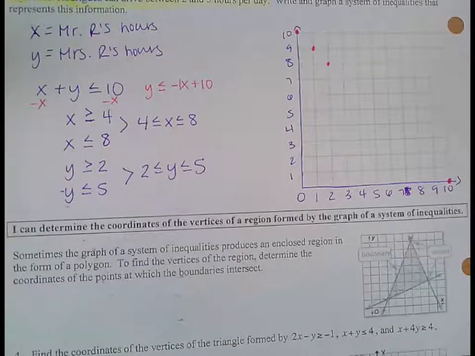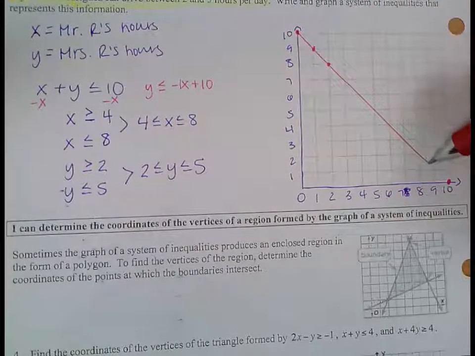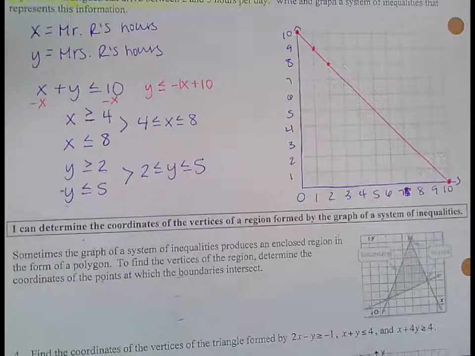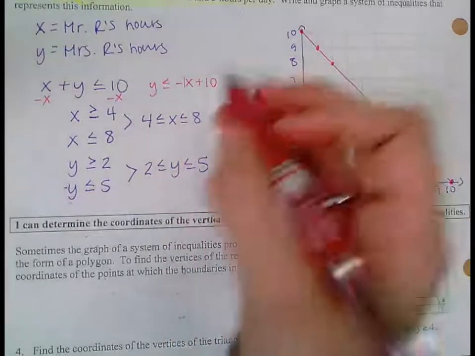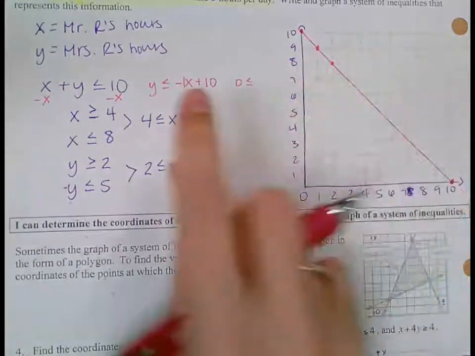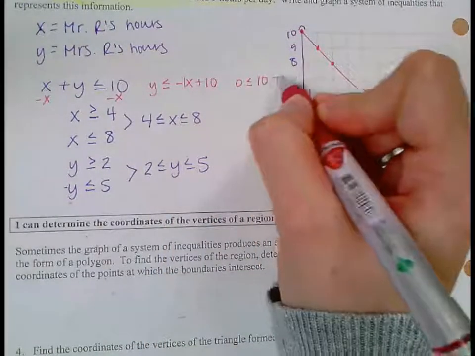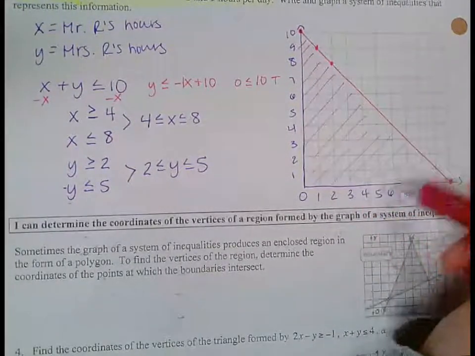Solid or dashed line? Solid. You could just draw it as a segment, not extended in either direction. A negative number of hours for either person wouldn't really make sense, so you don't need to draw arrows at the end. If you did include them, it's not wrong. And then to shade, I can test 0, 0. It's at that bottom left corner. I would have 0 is less than or equal to 0 plus 10. So 10, that is true. So right now, I have this triangle shaded in.